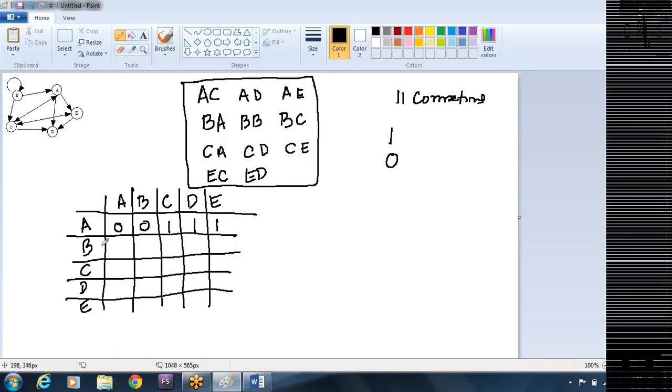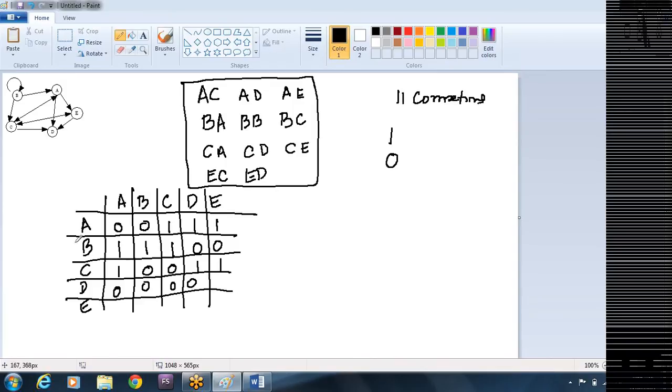All right. Now BA, yes, that's 1. BB, 1. BC, 1. BD, 0. BE, 0. Is C connected to A? Yes. So that's what this box says. CA connects to 1, so that's 1. CB, 0. CC, 0. CD, 1. CE, 1. Now there is no D at all, so you put all zeros.